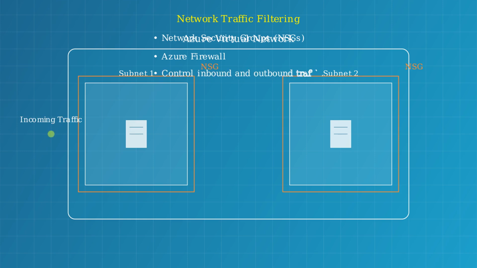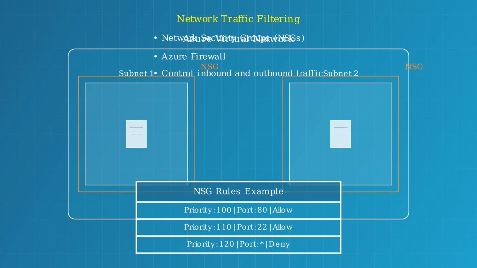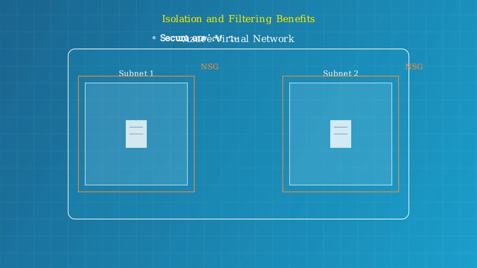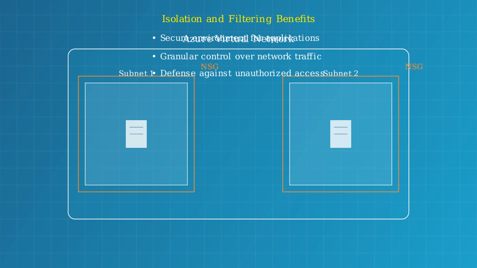NSGs and Azure Firewall allow you to control both inbound and outbound traffic, creating rules that specify which traffic is allowed or denied. When traffic reaches an NSG, the rules are evaluated to determine if the traffic should be allowed or blocked. NSG rules are evaluated by priority, from lowest to highest number. Each rule specifies ports, protocols, and whether to allow or deny the traffic. Through isolation and filtering, Azure Virtual Networks provide a secure environment with granular control over network traffic, effectively defending against unauthorized access.